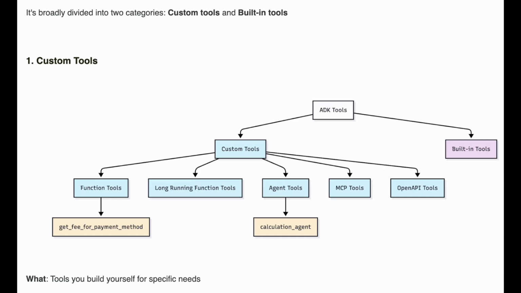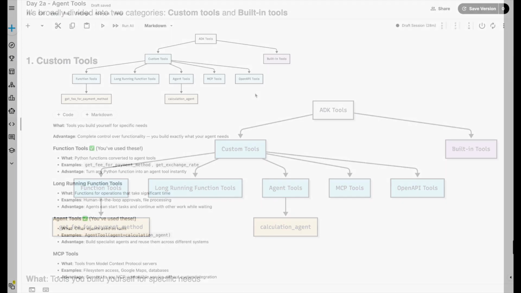MCP tool is a tool from Model Context Protocol servers. Examples are Google Maps, databases, all that. The advantage is that you can connect to any MCP-compatible service without looking out for any custom integration. Last but not least, it's the OpenAPI tool, which every one of us knows. It's about REST API endpoints that become callable tools. The advantage is that no manual coding is required. We just need to provide an API spec and get working with the tools.